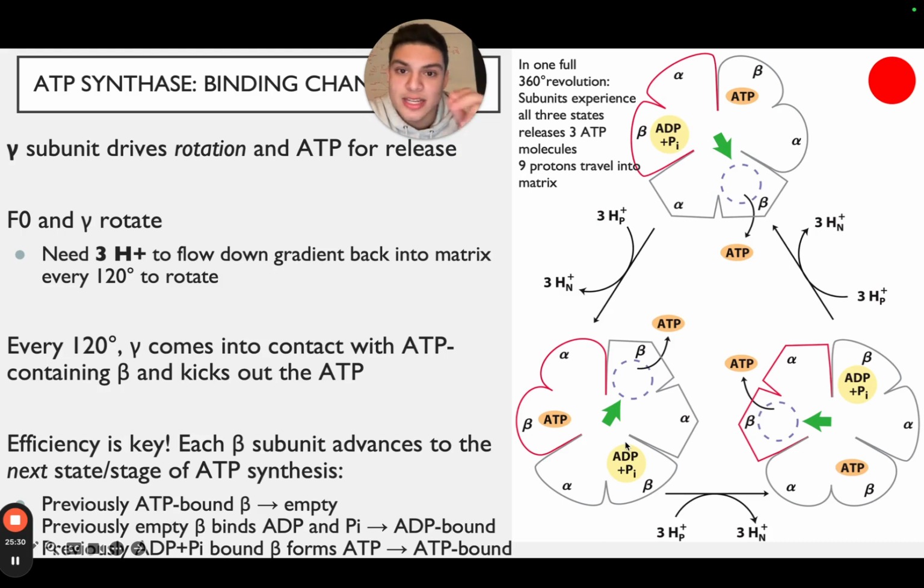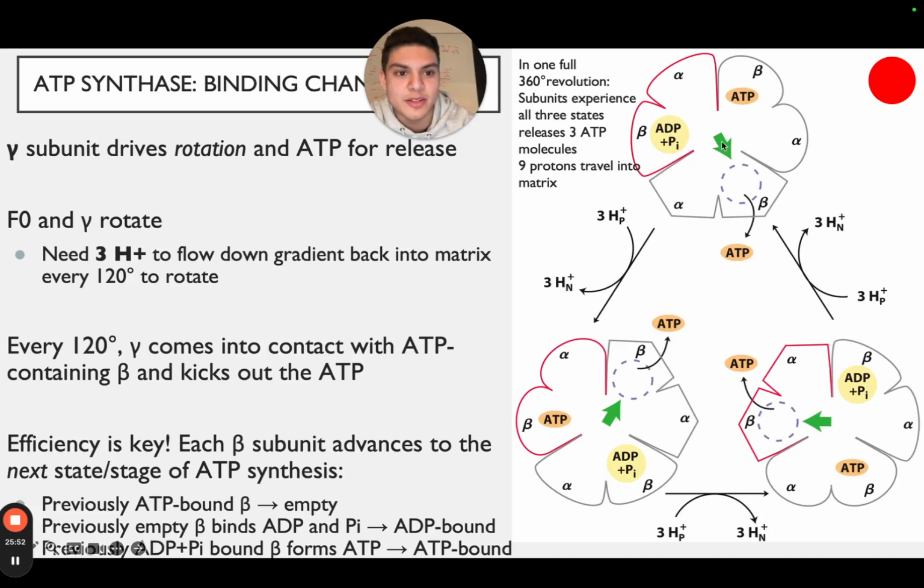It occurs all simultaneously. And that's where we really need to emphasize, is that if we were to stop one of these subunits and it wasn't able to move anymore, the rest of them would not work as well. They're all mechanically coupled. That is the key word. They are mechanically coupled. And so for every 120 degrees, the gamma subunit comes in contact with ATP containing beta, and it kicks out the ATP, which is simply what we just said here.